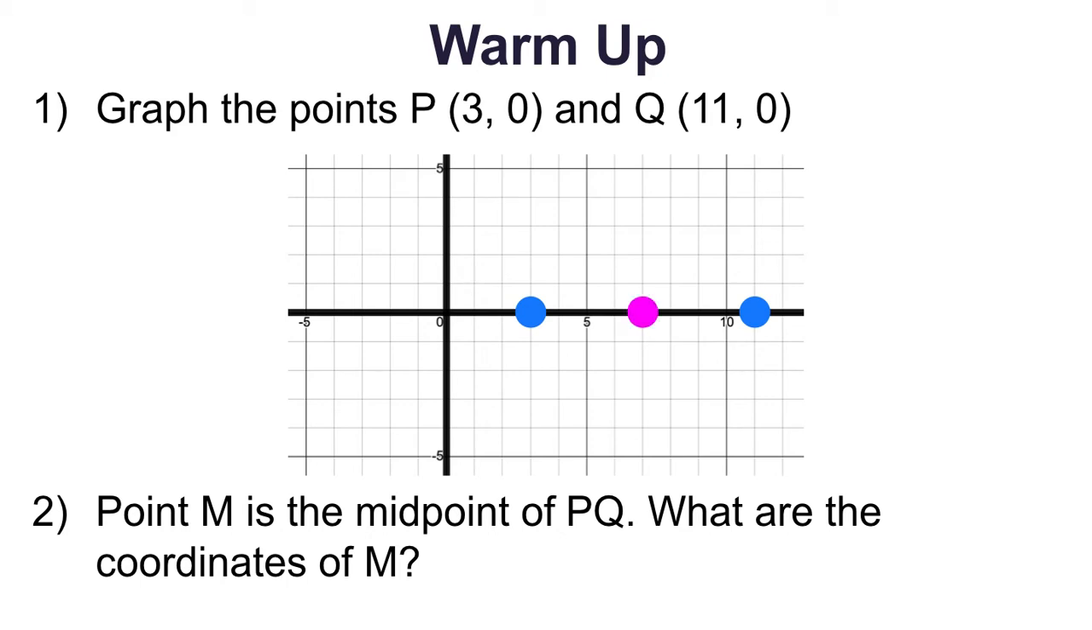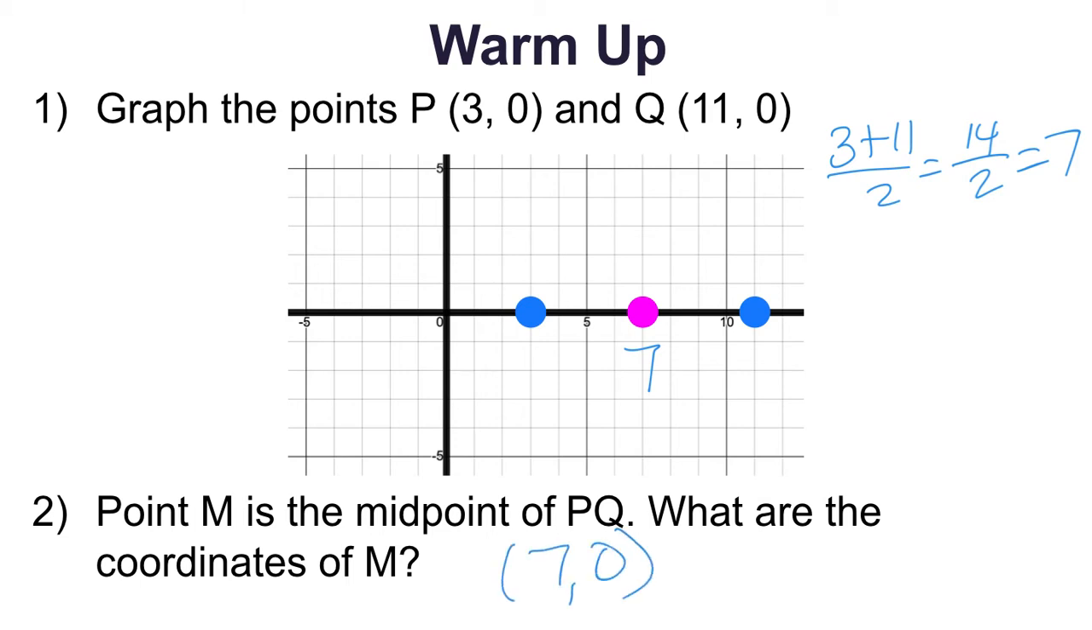Another option that you could do if you prefer is to average them. So if you do 3 plus 11 and you divide by 2, you'll get the answer. 3 plus 11 is 14. Divide that by 2 and you get 7. And you'll see that this pink point here is right at 7. So the coordinates of our midpoint are 7, 0.